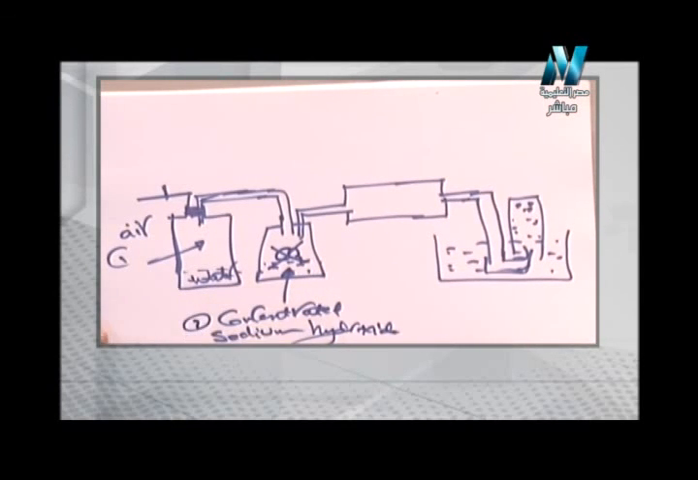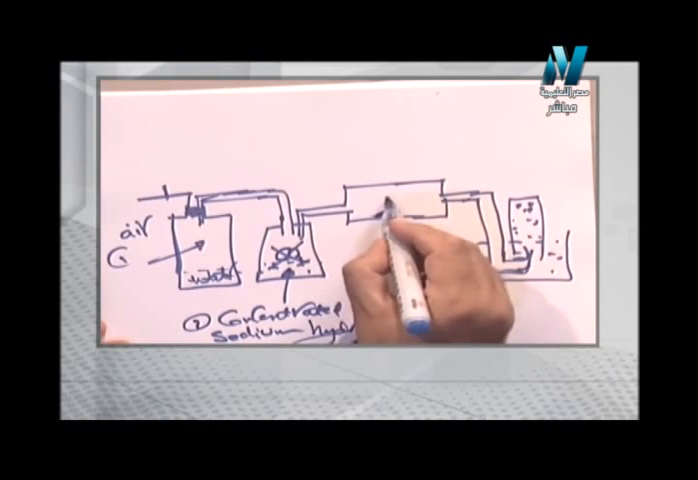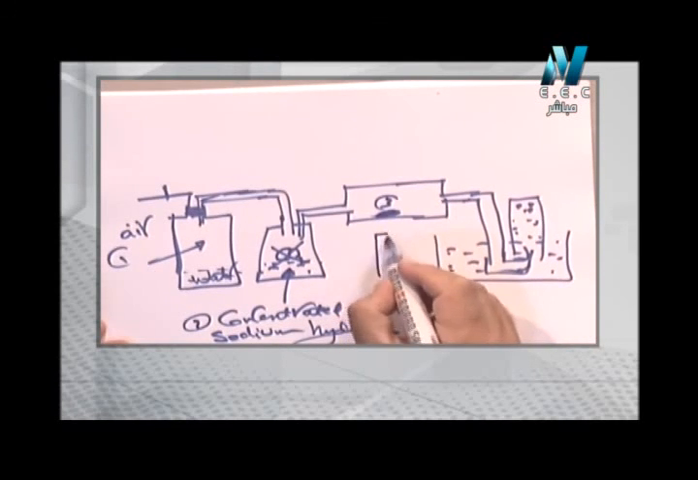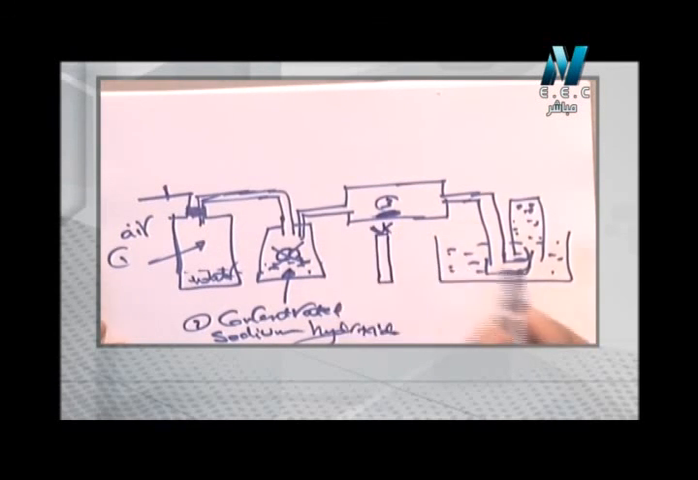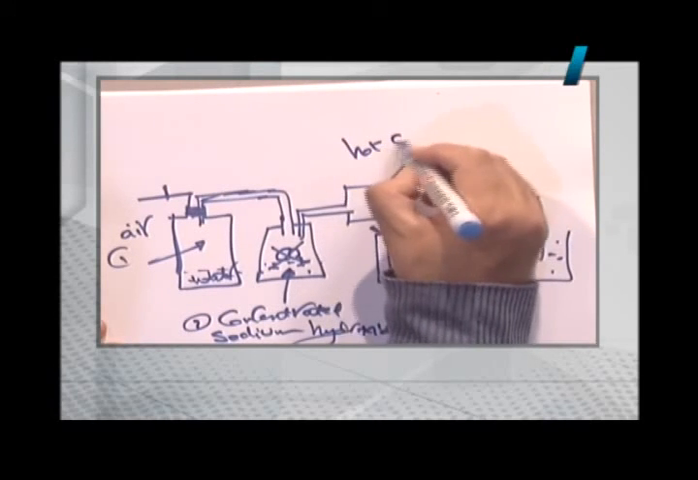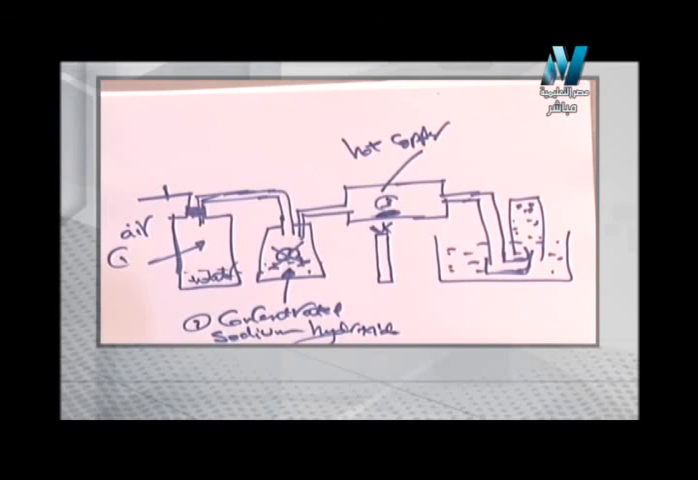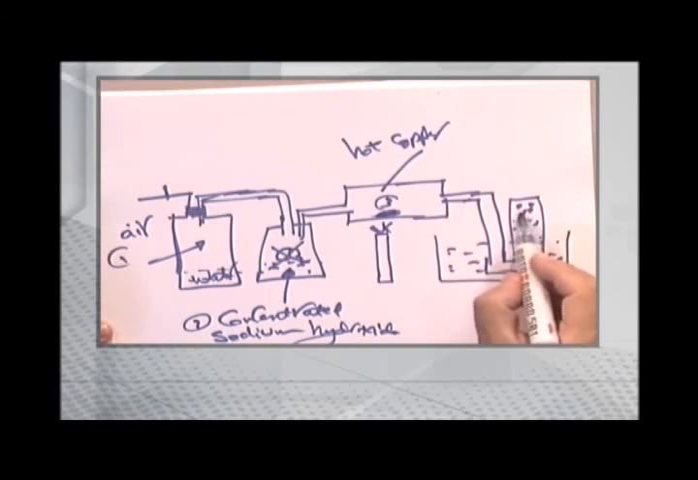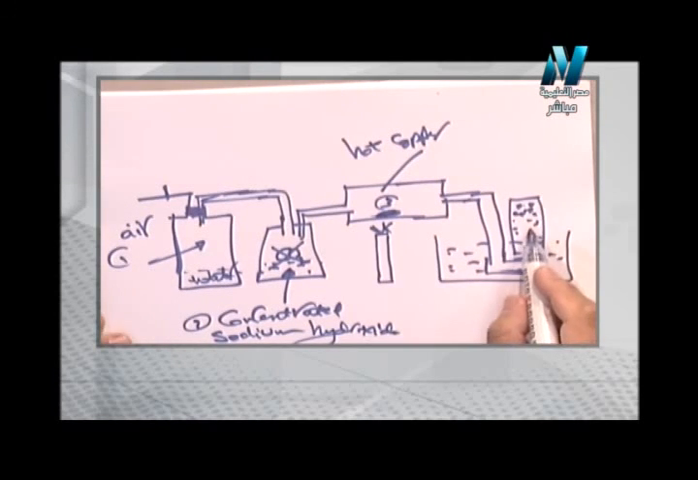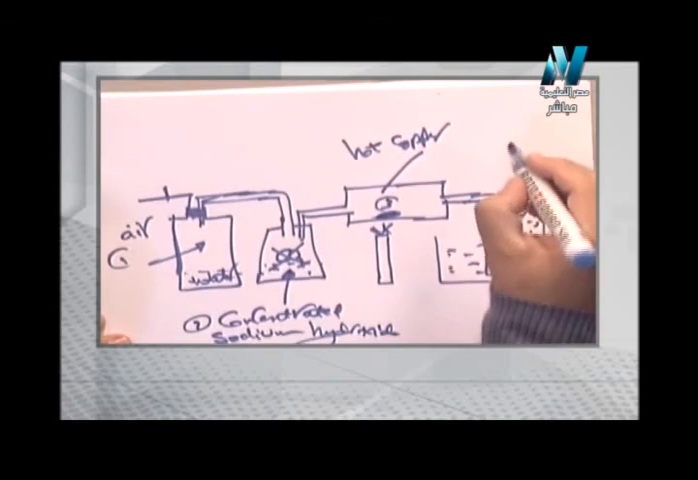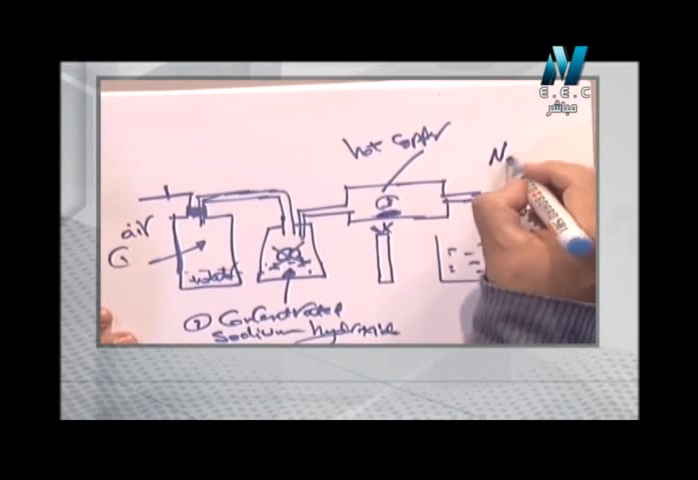This is number 2. So here is number 3, a very important substance which is a very hot material. It will be hot copper. Hot copper has a very important function: to remove oxygen gas. So at last I will collect nitrogen gas here in this tube by downward displacement of water. So here I have nitrogen gas.